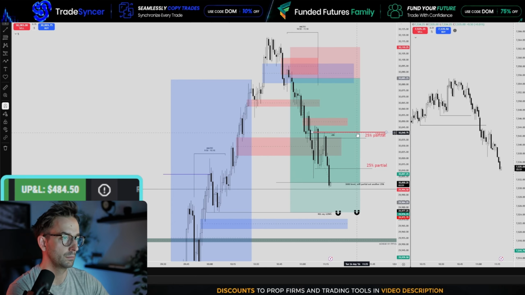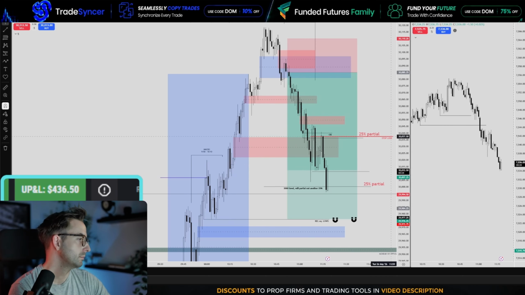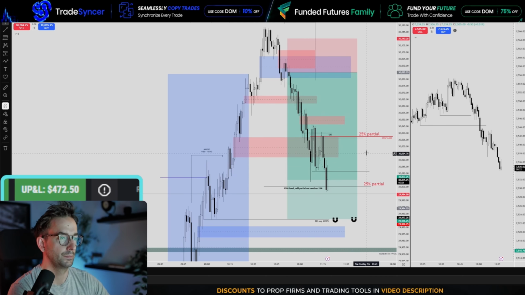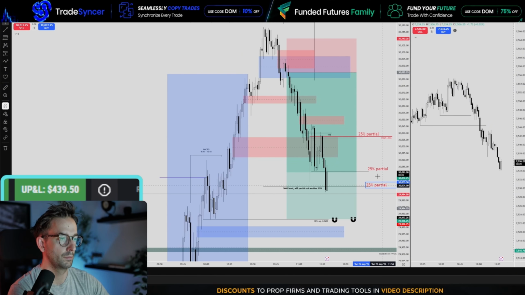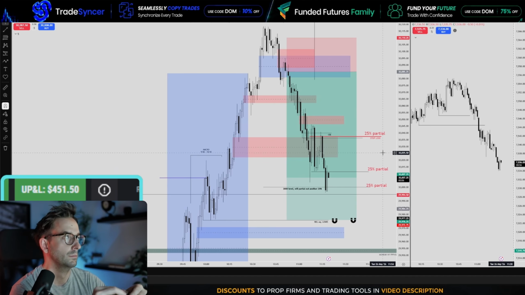Nice little push to the downside. We just tagged the 30,000 level. I partialed out another 25%. So as of right now, I'm very calm, cool, and collected. 75% of my position is currently parked. I think it's roughly 1.2 to 1.6 thousand. I'll show you guys a screenshot after of my TopStep broker.